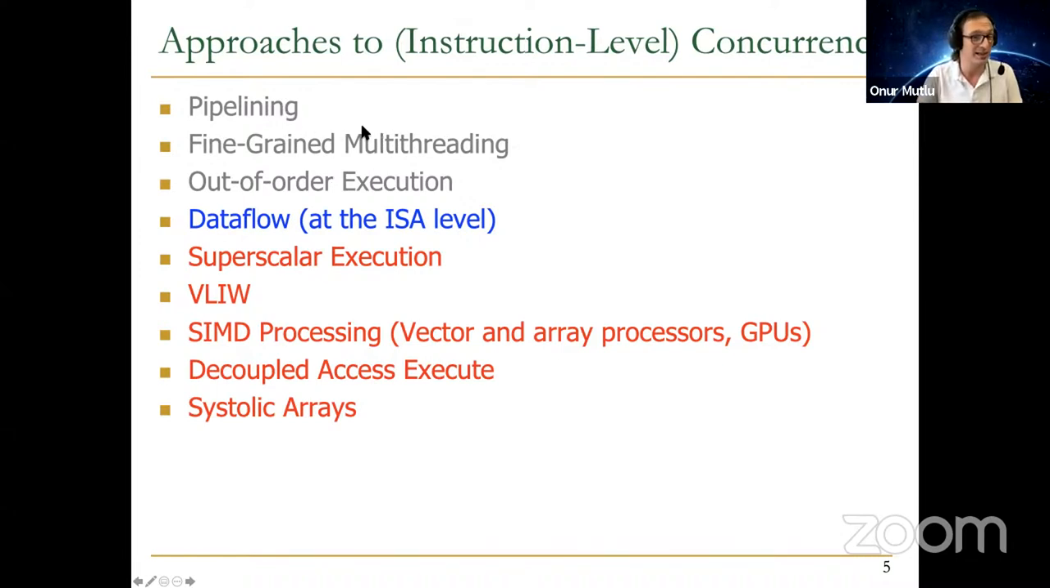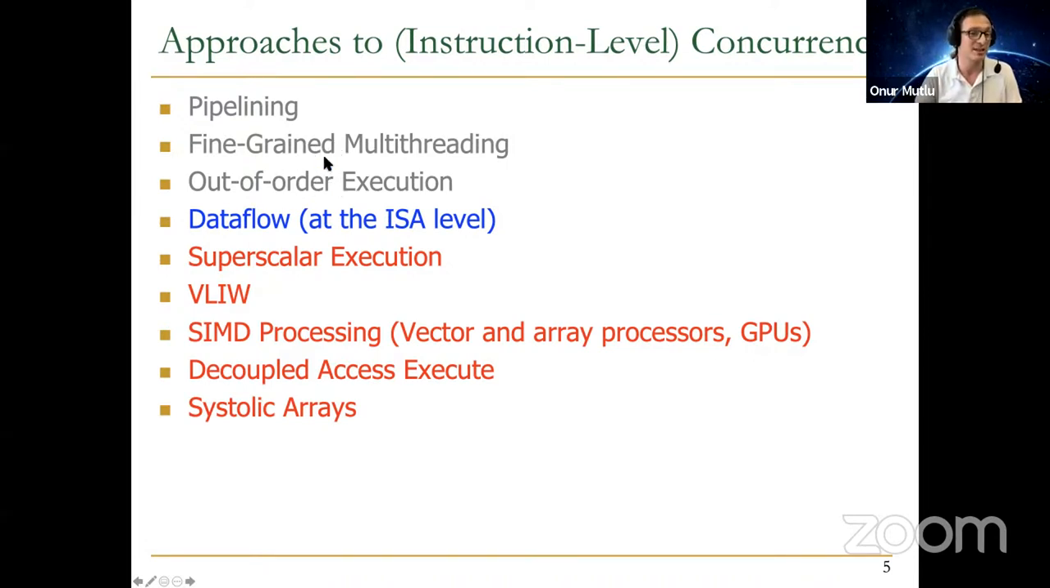And fine-grained multi-threading is another execution paradigm, which we will see again in GPUs. We covered it as a way of avoiding control and data dependencies, as you know. And we will discuss it briefly today. But it's also an execution paradigm because it enables multi-threaded execution at a very fine-grained level. And it's also an approach to instruction level concurrency. You execute different instructions in your pipeline, except those instructions happen to be from different threads, right?